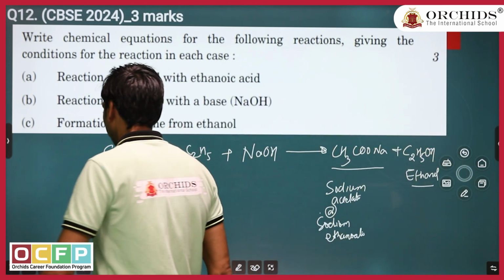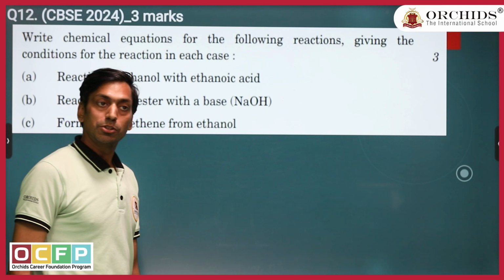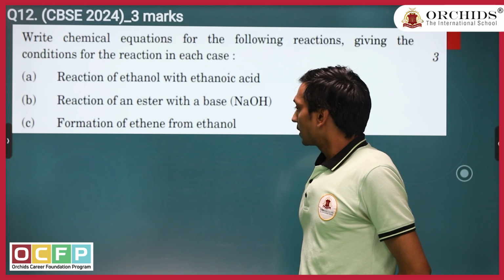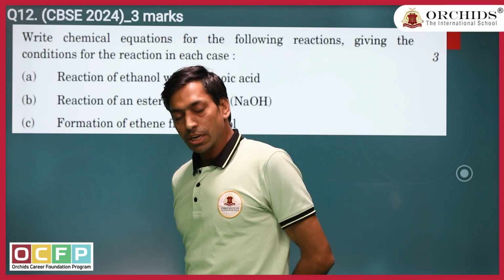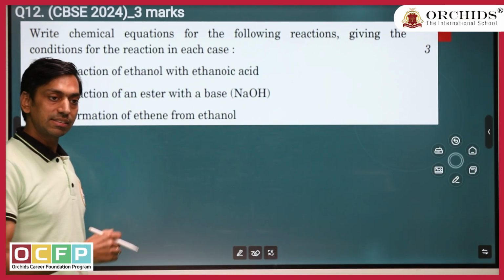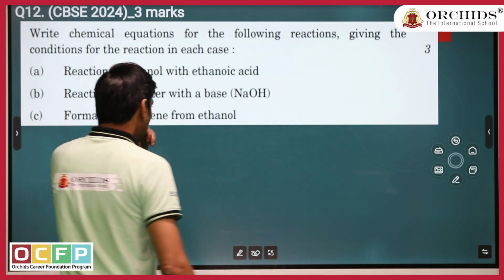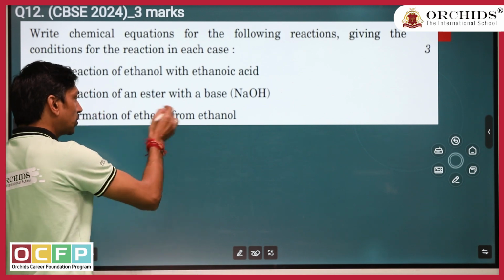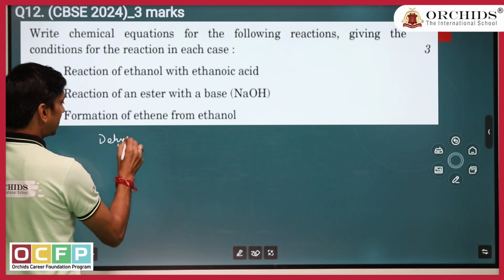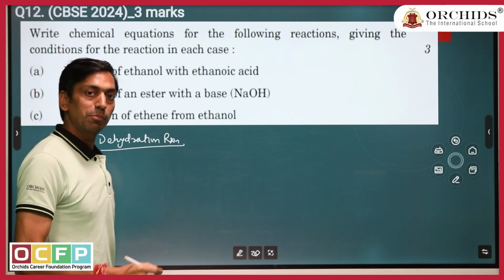Now the third reaction we are having here is the formation of ethene from ethanol. This reaction is called a dehydration reaction. That is one of the chemical properties of ethanol. In part C, we have to write the reaction for the formation of ethene from ethanol. How can ethanol be converted to ethene? The name of the reaction is the dehydration reaction, which we generally study in the chemical properties of alcohol.